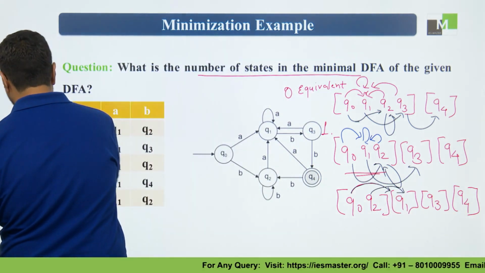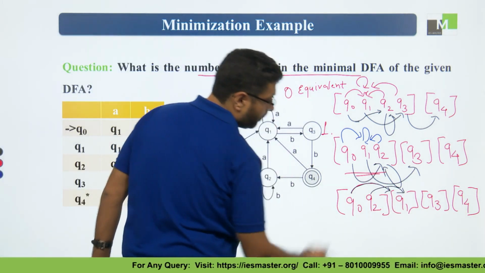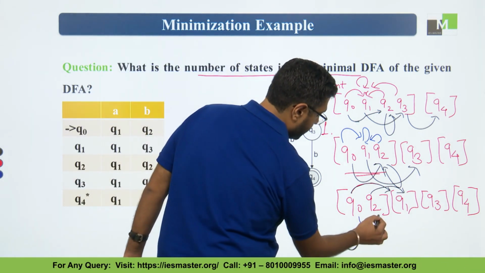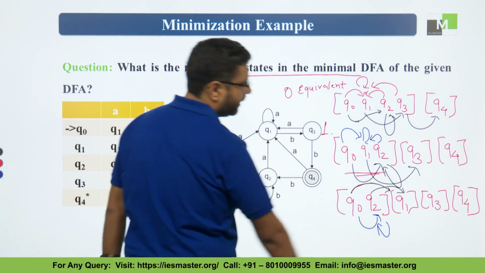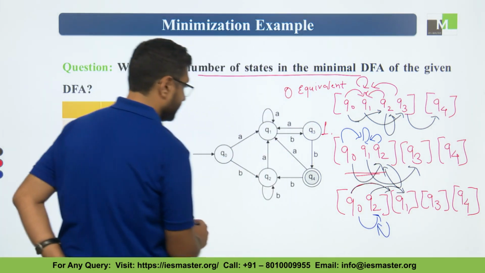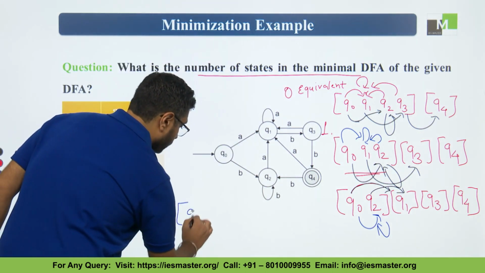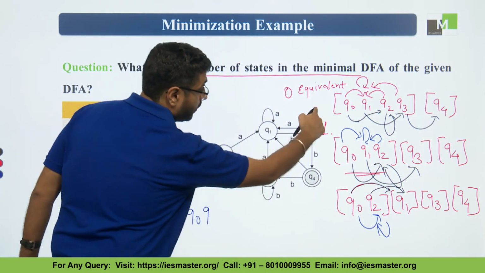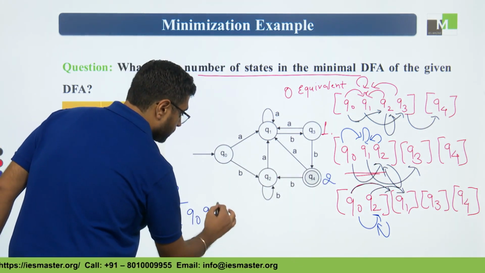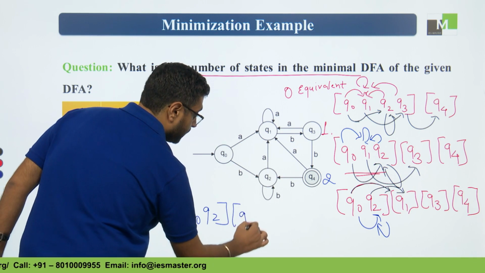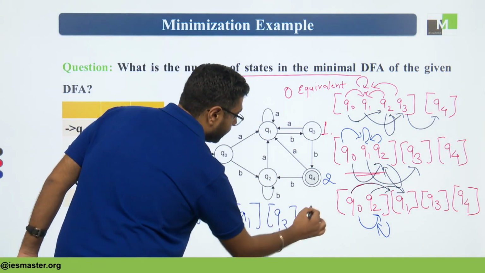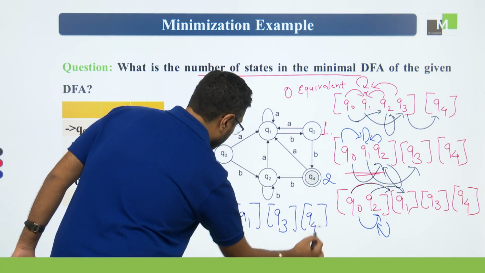Now what about B? Q0 on B is going to Q2. Q2 on B is also going to Q2. So again the set behavior is exactly similar. The final set that we get is Q0, Q2. So this was 0 equivalent, 1 equivalent, 2 equivalent, and the 3 equivalent is also the same. We will stop here. 2 equivalent and 3 equivalent are both the same, so we stop here and see what we get.